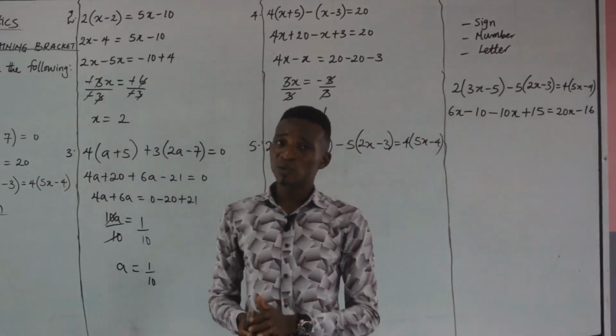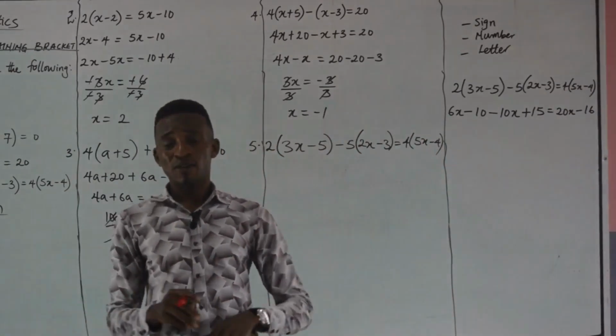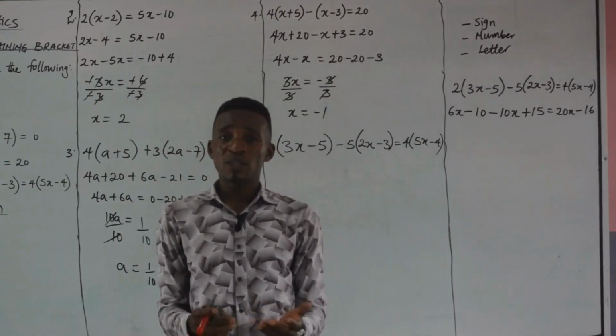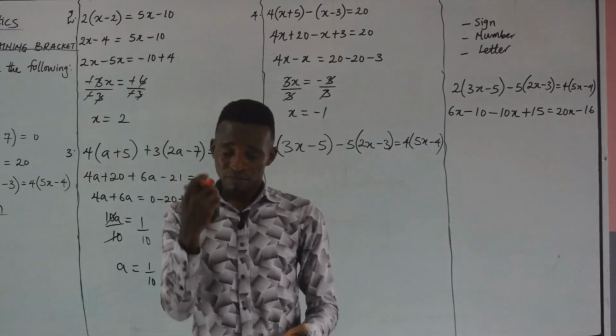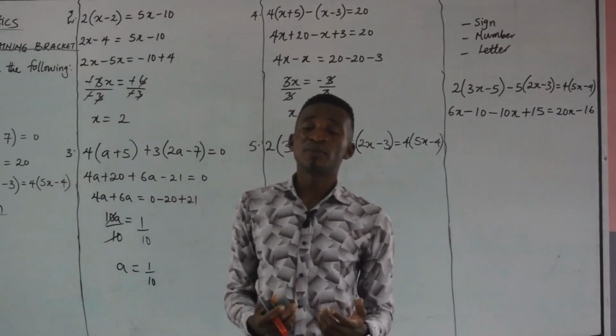Now since you have been able to do that, you have been able to open the brackets conveniently. So after opening the brackets, the next thing we need to do is just for us to collect the like terms. Now a brief overview of the procedure.